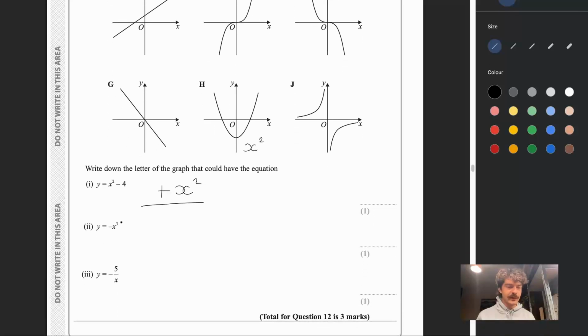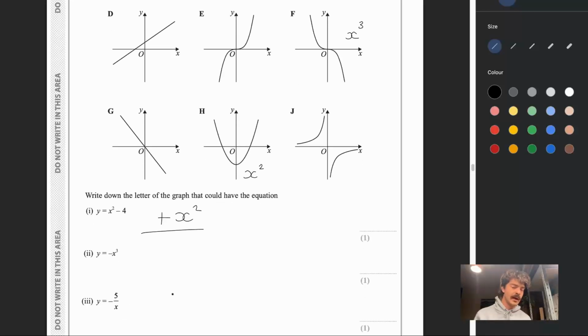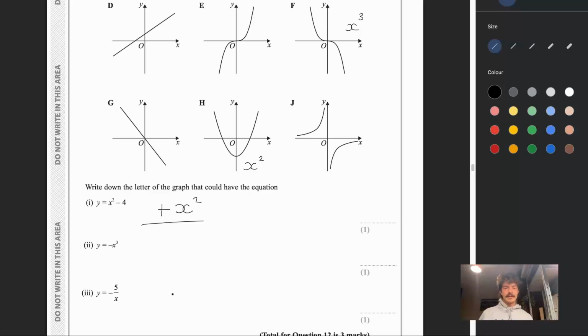The next equation we've got is defined by a cubic equation, and in this case it's actually a negative cubic equation. This is in fact letter F. And then last but not least, we've got y equals -5 over x. This would be J. This is a -1 over x graph here.